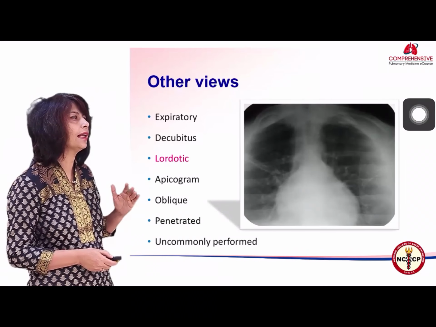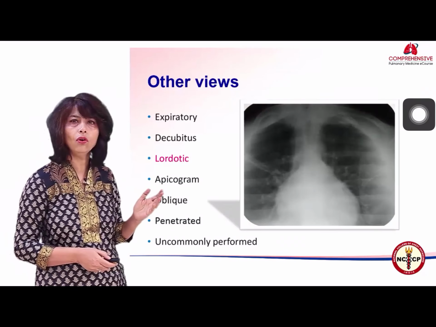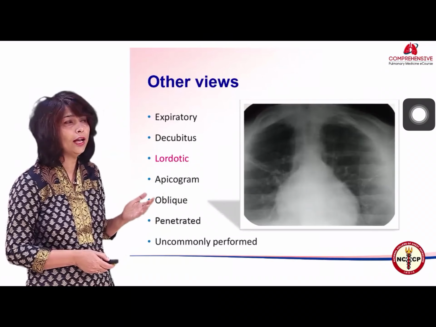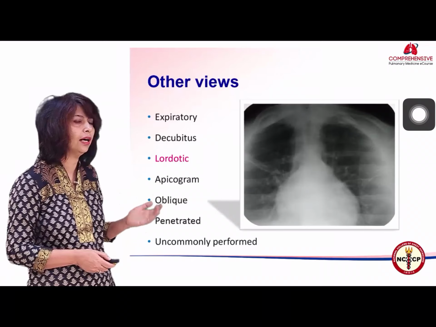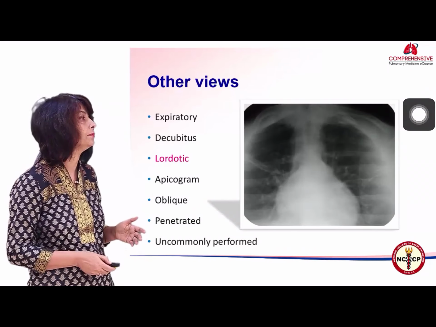As you can see, the clavicles in this view are completely thrown off the lung fields and clear the apices. So, if you have a lesion, typically say in tuberculosis, which is hidden behind the clavicle, you would want to do an epicogram.